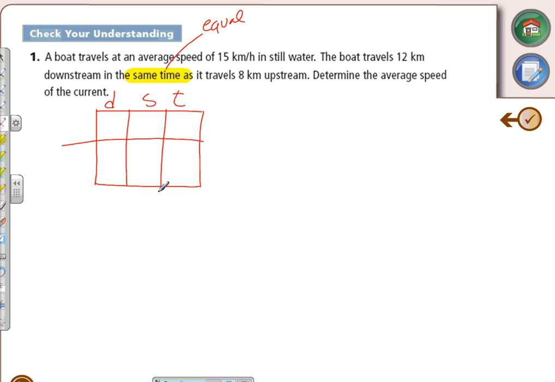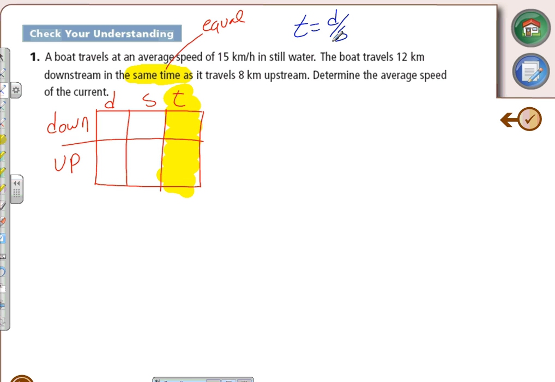We're traveling downstream, we're traveling upstream. So down and upstream. Whichever thing that we say is equal or total is the one that we need to use the formula for. So then time is equal to distance over speed, again for this one. That's the last column that we're going to do.